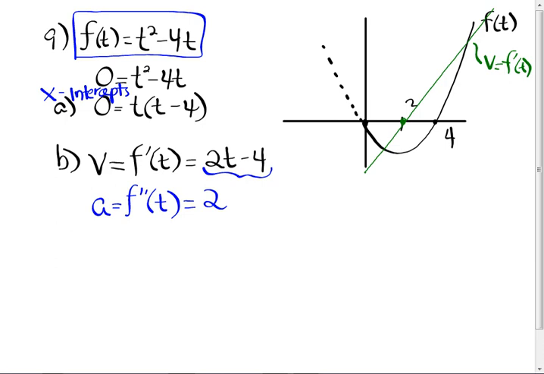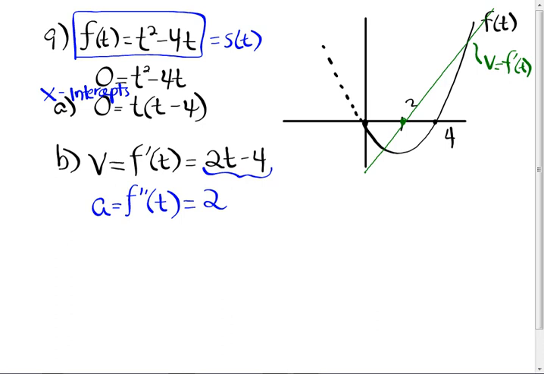The velocity is the derivative of this. Think of this as s of t instead, because they called it that. Yeah, they should call it s of t. It would make more sense.